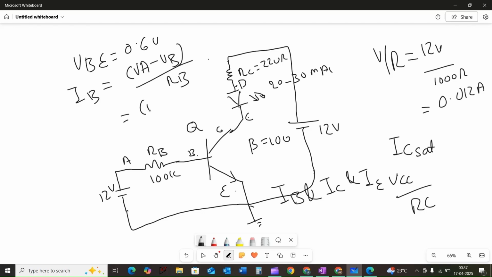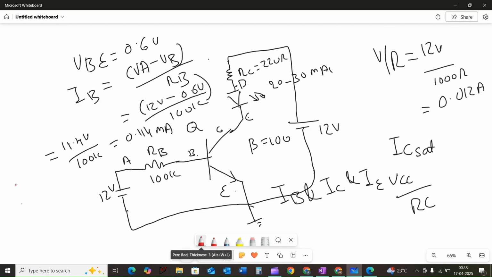Which is equal to 12 volt minus 0.6 volt divided by 100 kilo ohm, which is equal to 11.4 volt divided by 100 kilo ohm, which is equal to 0.114 milliamps. So the collector current IC can be calculated as IC is equal to beta times IB.